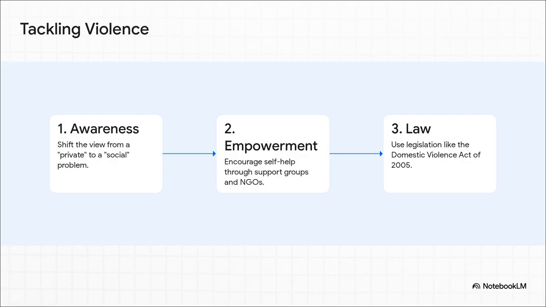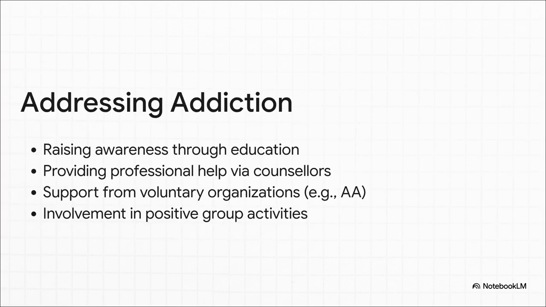The approach to tackling domestic violence is this really powerful three-step process. First, awareness. We have to drag this problem out of the private sphere and into the public light where everyone can see it. Second, empowerment. We need to give victims the tools and the support to help themselves. And third, the law. Using legislation like the Domestic Violence Act as both a shield to protect victims and a sword for justice. And finally, tackling addiction also requires a whole community to get involved.